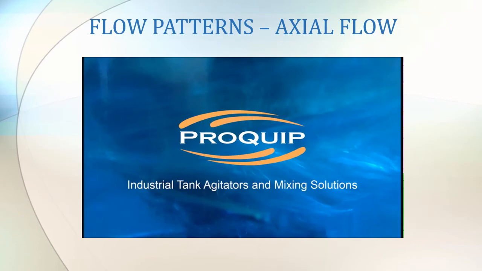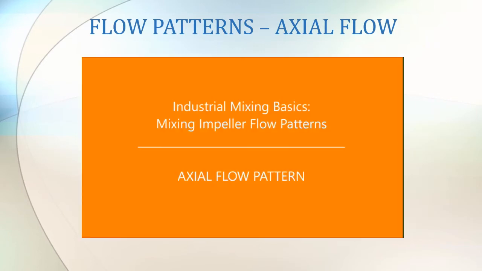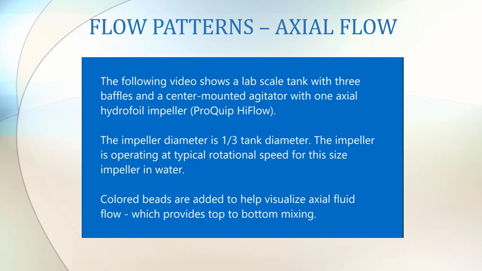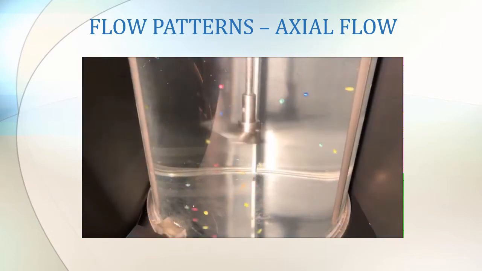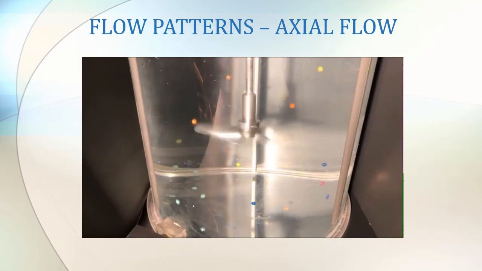So this is a video to show how the axial flow pattern looks like. We are using an impeller diameter 1/3 of the tank, and we are using colored beads. This is the modeling of how axial flow will look like. You can see here we are using a propeller that is mounted to the shaft, and we have colored beads that are moving down and going up, moving down and going up. So you can see that the flow is parallel to the shaft.